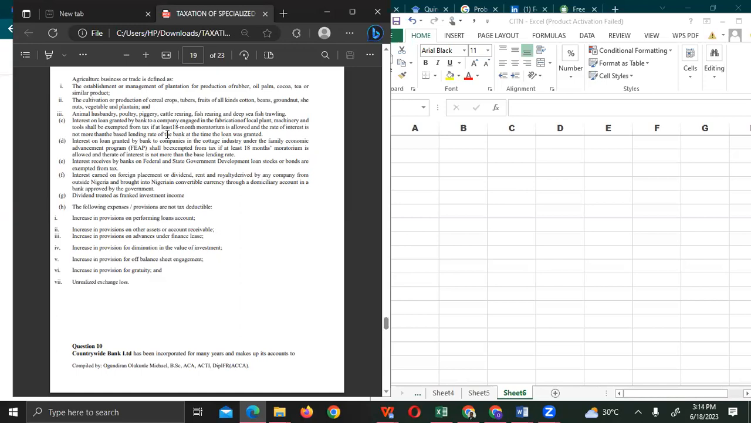Increase in provision for either impairment of asset or depreciation or diminution in the value of investment is disallowed. Increase in provision for gratuity is disallowed. Unrealized exchange loss is disallowed. Increase in provision for off-balance sheet engagement is also disallowed.